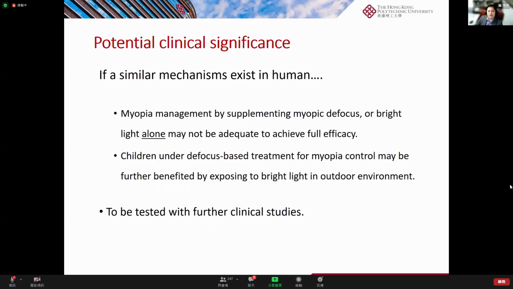Myopia management by supplementing myopic defocus or bright light alone may not be adequate to achieve full efficacy. Our data may suggest that children under defocus-based treatment for myopia control may further benefit from exposure to bright light in an outdoor environment. These suggestions should be tested by further clinical studies.